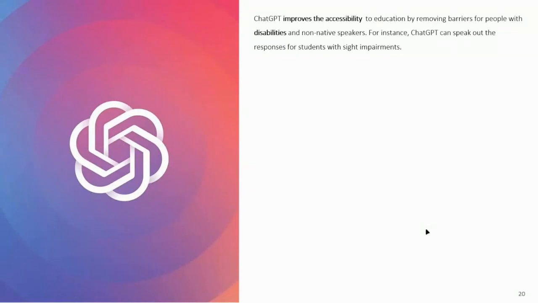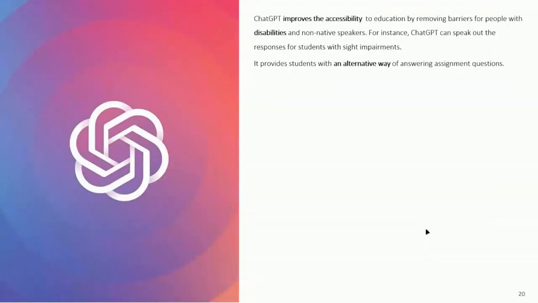For instance, ChatGPT can speak out the responses for students with sight impairments. As in the last slide, I was talking about people with disability, like physically challenged and special needs, and intellectual disability, learning disability. But of course, it's not for motivational disability, right? Motivation is something that we have to work on ourselves. It can't help in that.